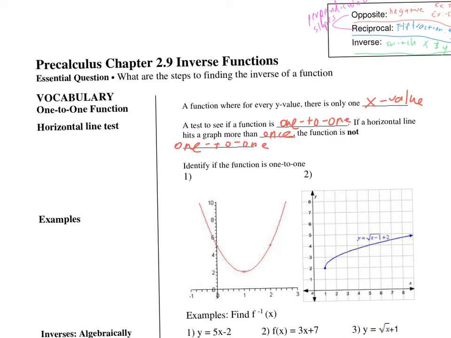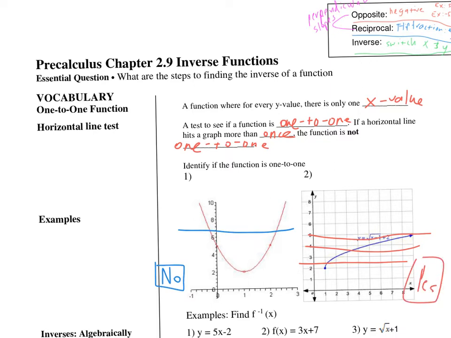So we're going to see, for example, our first graph, number 1, identify if it's one-to-one. If I draw a horizontal line through this, it does hit the graph more than once. So that's a fail of the horizontal line test. I'm going to say no on this one. It's not one-to-one. And that graph is a parabola, one of our favorite graphs probably. Like I said, it's okay if a graph is not one-to-one. It's just something we need to consider. Next we have what looks like a square root graph. Any horizontal line I draw here will not hit the graph more than once. So I'm going to say yes, this one is one-to-one.